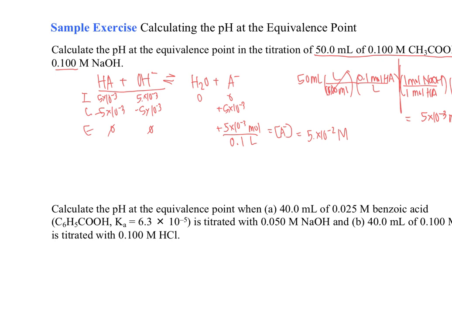So at equivalence, I only have acetate, which is a conjugate base. So I can find the Kb for acetate by doing my Kw over Ka for acetic acid. So that'll be 1 times 10 to the negative 14 divided by 1.8 times 10 to the negative 5th. So my Kb here is 5.6 times 10 to the negative 10. Okay, so now we just have a weak base problem.